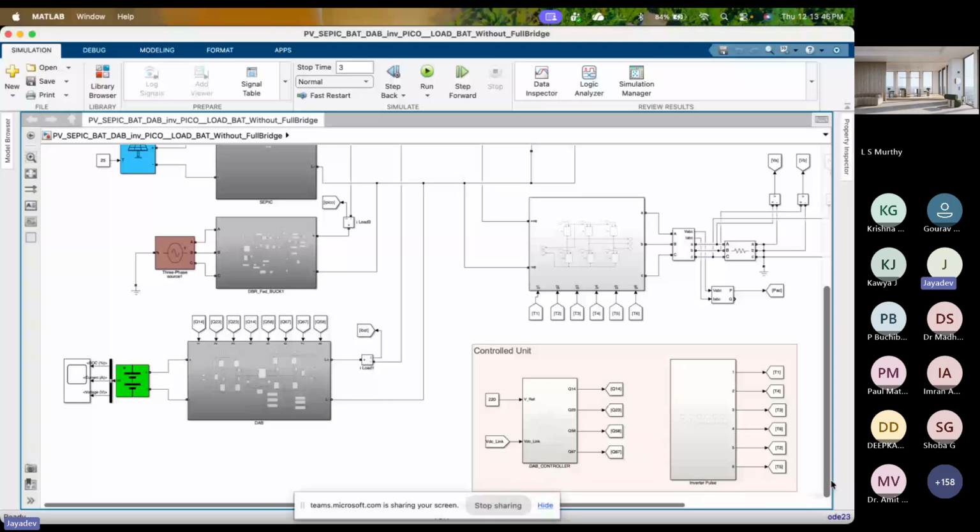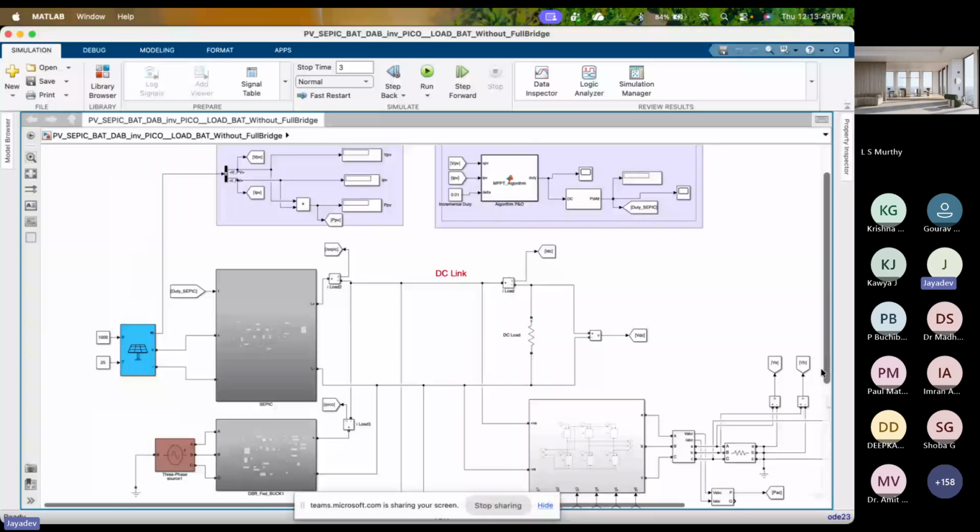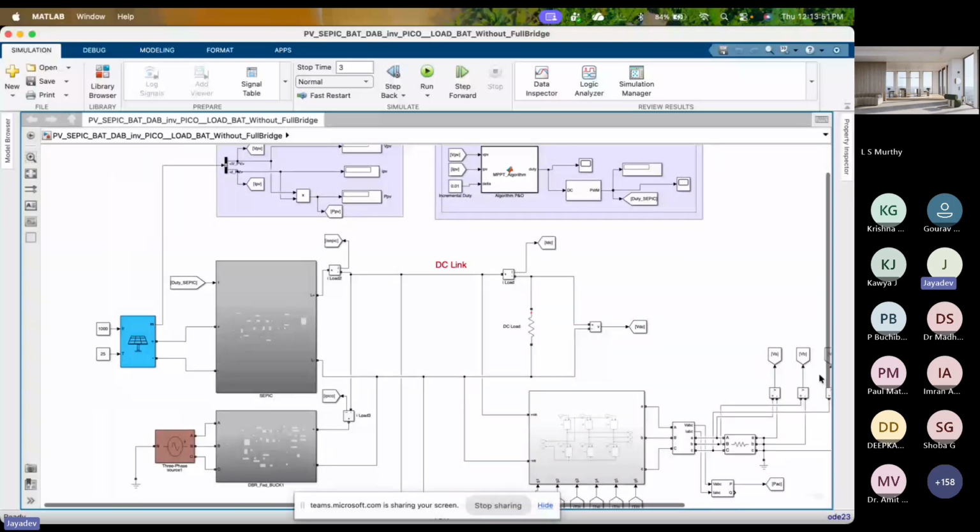Here you can see this is your SEPIC converter. It's connected through a PV.